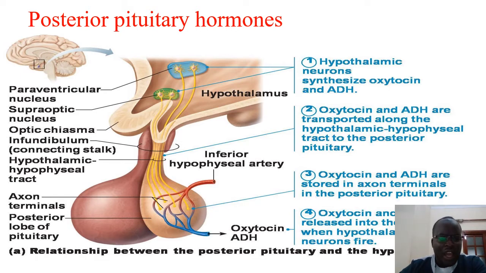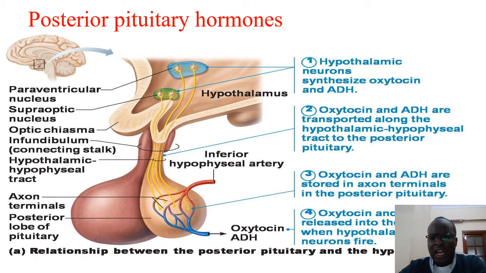The axons of these neurons are actually passing through the infundibulum, the connecting stalk that is connecting the pituitary gland with the hypothalamus. Then we also have the hypothalamic hypophysial tract, which is a band of these axons that are projecting to the posterior pituitary gland. So it's a derivative of the diencephalon. So these are the neurons. The anterior, we said we have a lot of glandular cells. That's why it's called adenohypophysis, because it's derived from the primitive oral cavity.